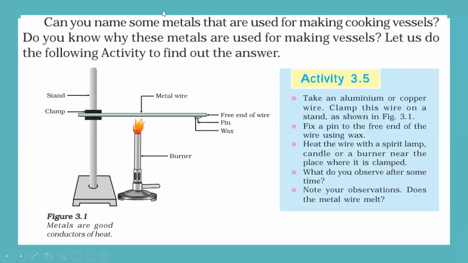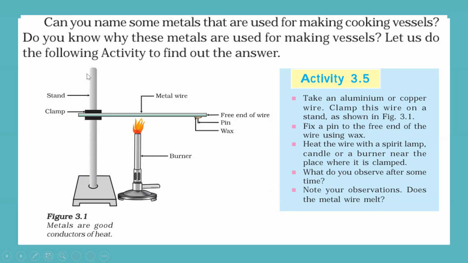Next one is activity 3.5. Have you ever wondered why we cook in vessels which are made of metals? The reason is that metal is a good conductor of heat. See activity 3.5. Take an aluminum or copper wire, clamp this wire on a stand as shown in the figure. Fix a pin to the free end of the wire using wax. Heat the wire with a spirit lamp, candle, or a burner near the place where it is clamped. What do you observe after some time? Note your observations. Does the metal wire melt?